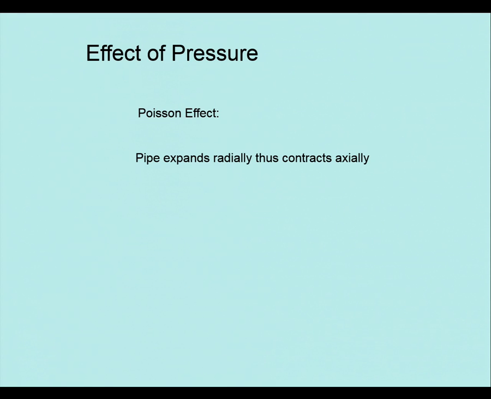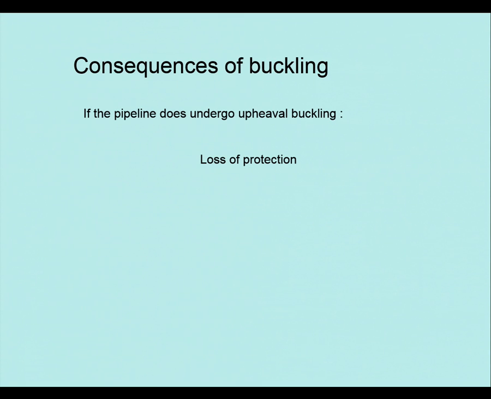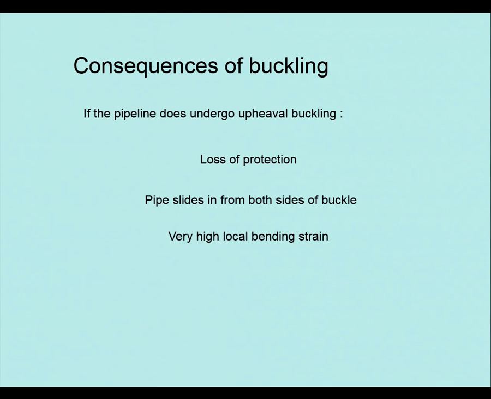Effective pressure, plus an effect, the pipe expands radially, thus contracts actually. It's a curved pipe, and when you bend it, the outer surface is longer than the inner, and therefore there's a radial force, and you've got to model the end cap effect. I think you just better thumb through this because I want to get through to other more critical things for you.